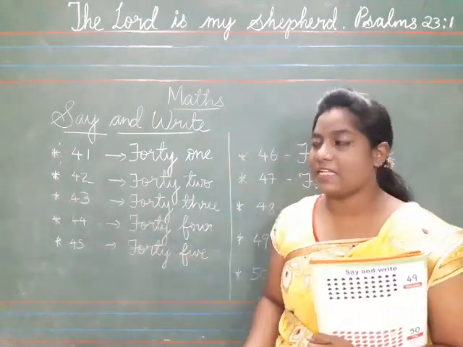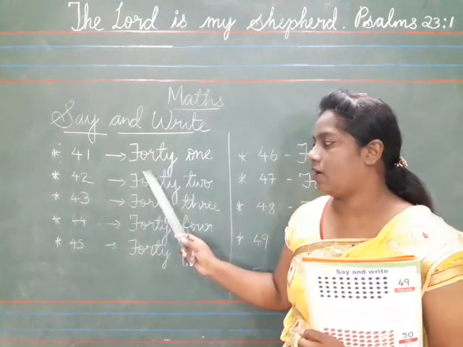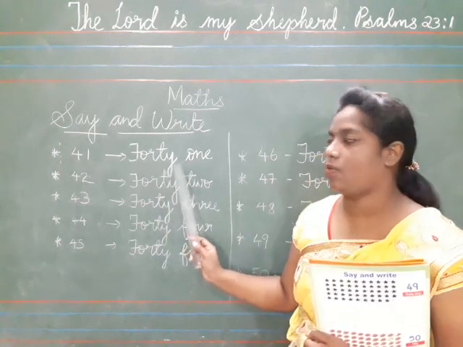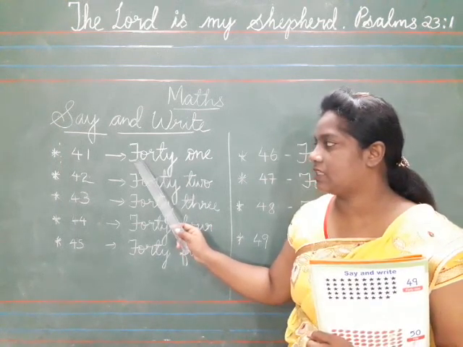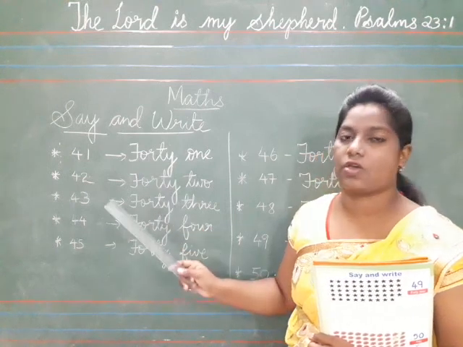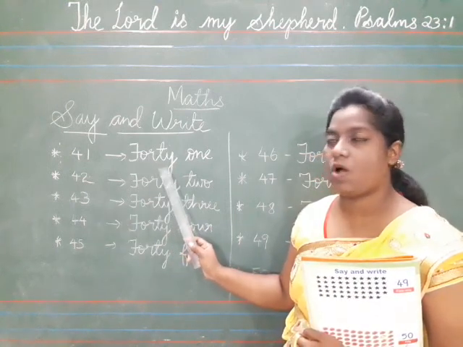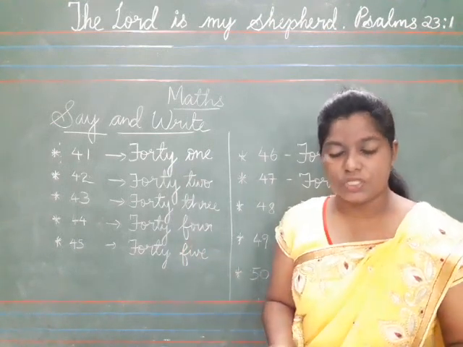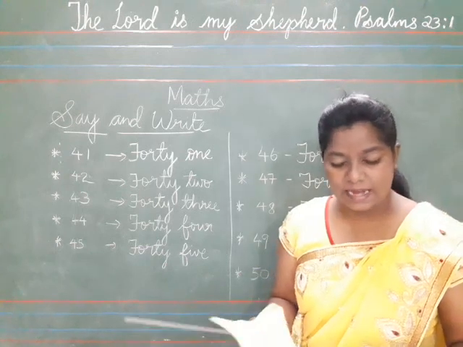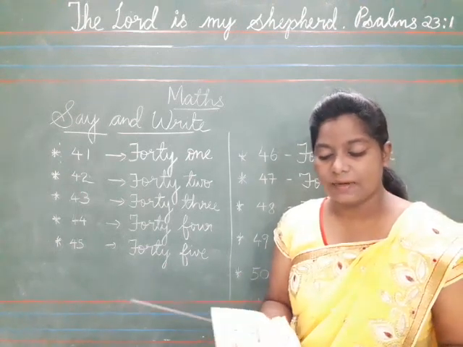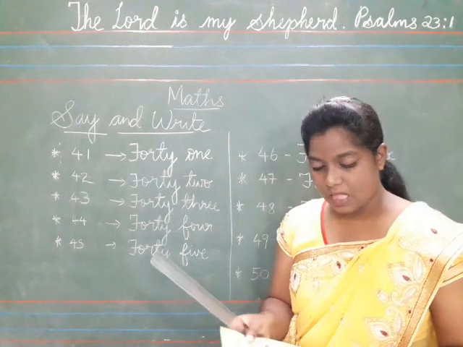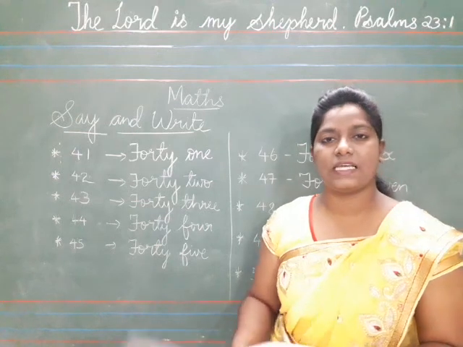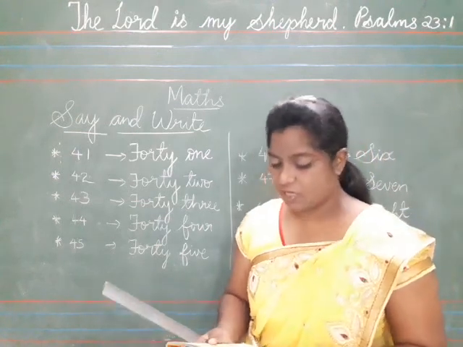In the previous class, you have already learned the spelling of 40. F-O-R-T-Y. Look here, when you are writing in cursive, you can write like this. Okay? F-O-R-T-Y. Again, take your book. For this lesson, you should watch this video and write side by side so that you can learn sooner. This is on page number 48. Take your second book, page number 48.